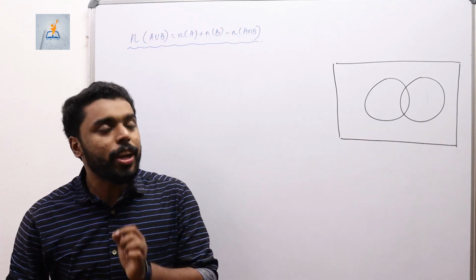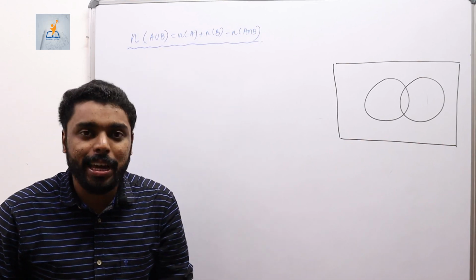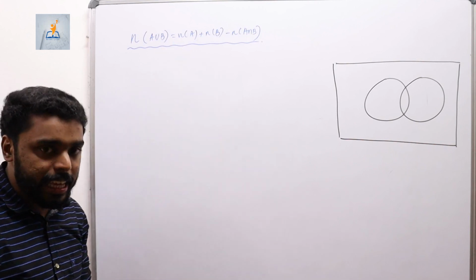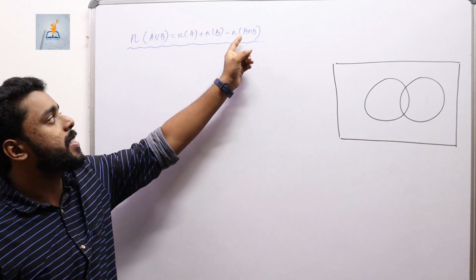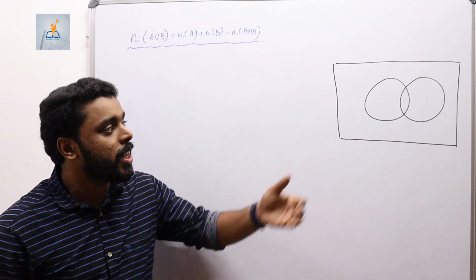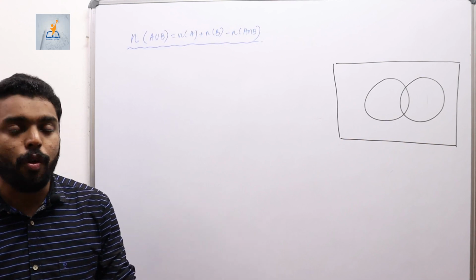So now we know that n of A union B, which means the number of elements in A union B, is nothing but the number of elements in A plus the number of elements in B minus the number of elements in A intersection B. We derived this using our logic from the Venn diagram, isn't it? We can derive the same result formally.